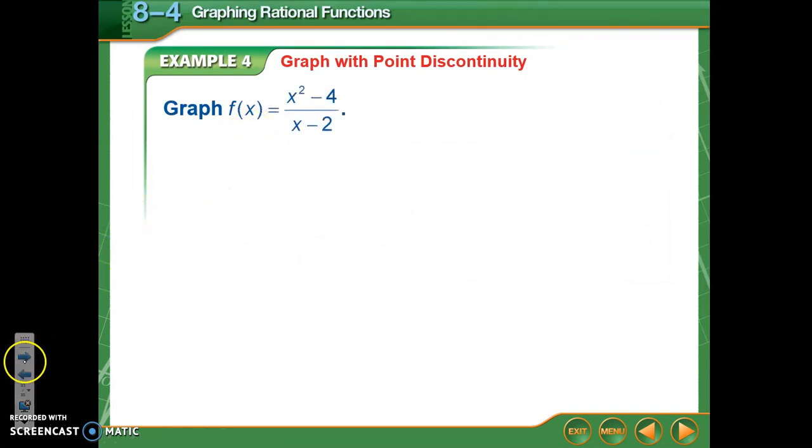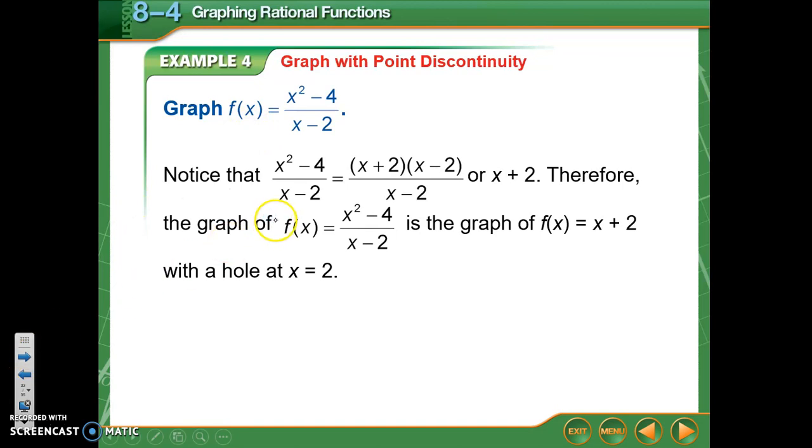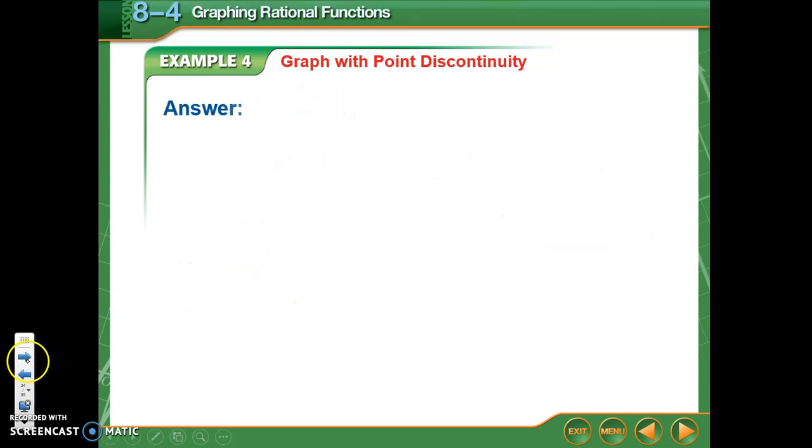X squared minus 4 over x minus 2. I should always factor to see if there's anything I can cancel out. In this case, when I factor, I get x plus 2 times x minus 2 over x minus 2. X minus 2 cancels, and I'm just left with x plus 2. So the graph of my original function looks like the graph of x plus 2, but at positive 2, where my denominator would equal 0, instead of being an asymptote, it is a hole. So there's still a problem where my denominator equals 0, but it's a hole because it cancels out.